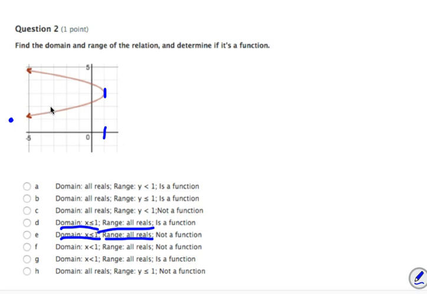So the question is, is it a function or not? And when it's a picture, what I would encourage you to look at is a vertical line. If a vertical line, any vertical line, hits more than 1 point, it is not a function. It's failed the vertical line test. So that should have been E.